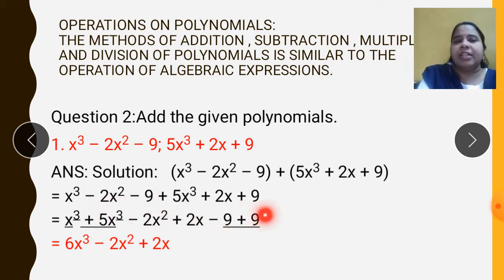Now what is done in this step? We are arranging the variable in decreasing order of the index. See, x cube together, then x square, then x and then the constant. This is what is done in this step.